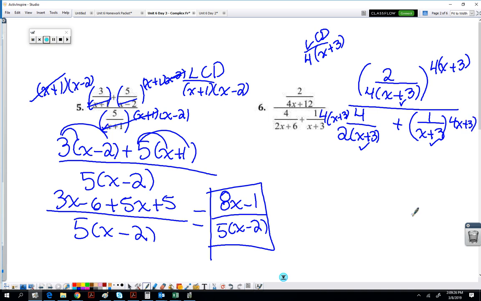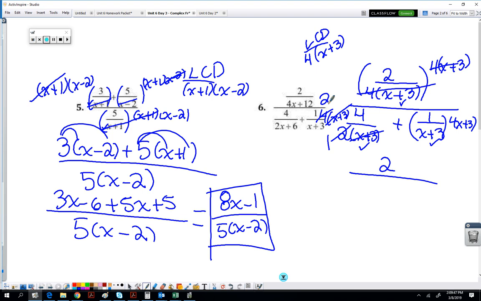Alrighty. So now once you do that, you get to cancel. Yay! I can cancel out both of them, and I'm just left with 2. And x plus 3 goes away because one's on top and one's on the bottom. And the 2 goes into itself once, and this becomes a 2.